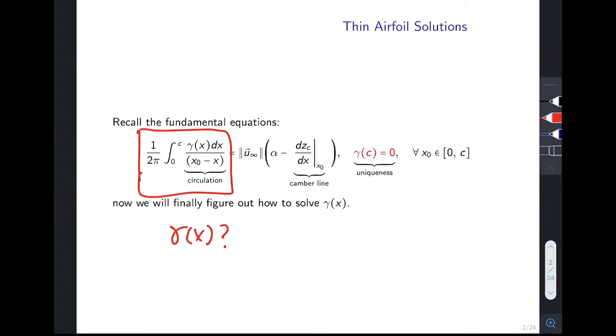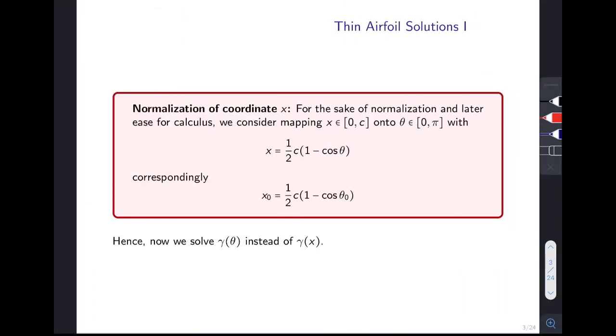On the right-hand side, we have the magnitude of the velocity, u infinity, with a vector sign, and we compute the norm of the free stream velocity. The second term on the right-hand side is the angle of attack. The third term is the slope of the camber line evaluated at x naught. And this equation has to hold at any point x naught between 0 and c. So now we will solve for gamma x.